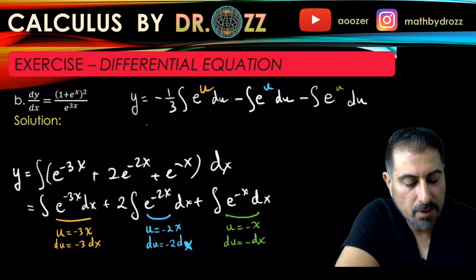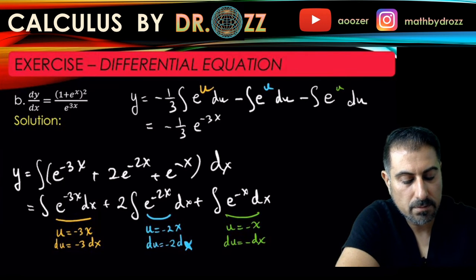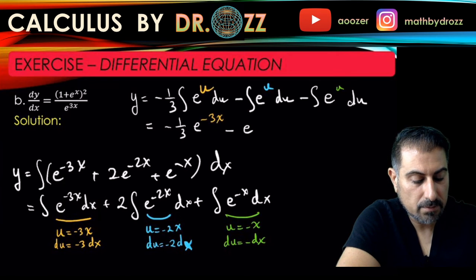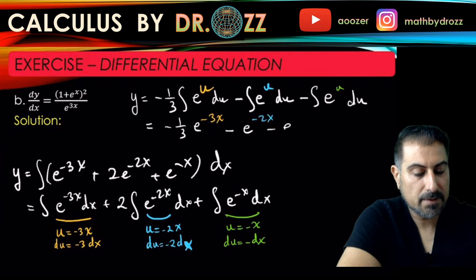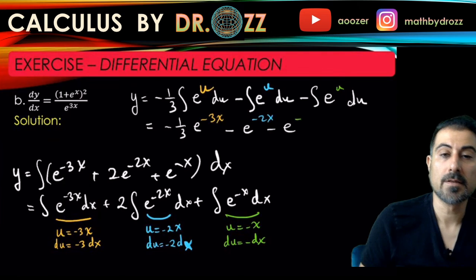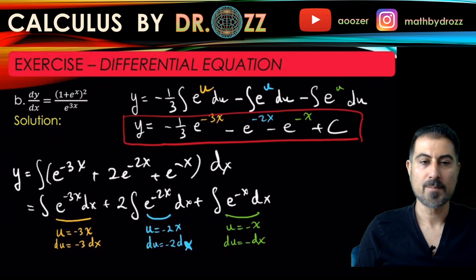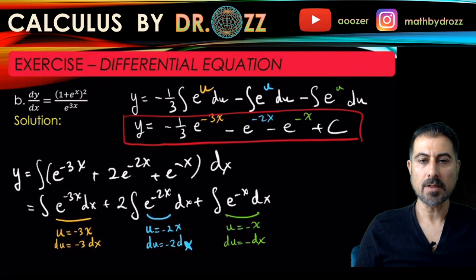So minus 1/3 e to the u, which is e to the minus 3x. Minus e to the negative 2x, minus e to the negative x. And I'm going to put a generic constant, c, and that would take care of everything. All right, I think we're done, and we found y as the solution of the differential equation provided in the beginning. And we wrote the solution in terms of exponentials.